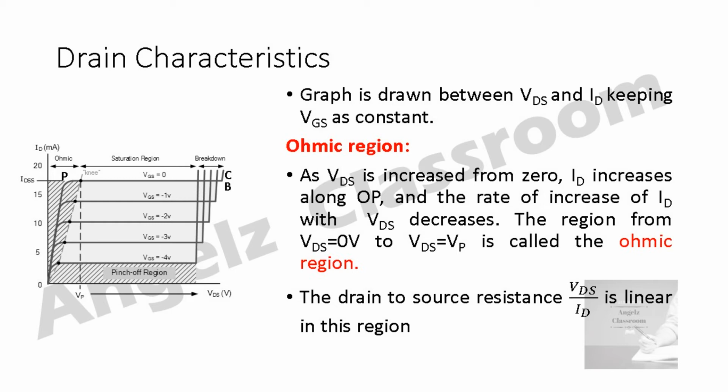Now I am going to increase VDS from 0. The current ID increases along OP, which I have marked here, that is from the origin to this point P, and the region where ID increases with VDS, from VDS equal to 0 up to this VP, is called the ohmic region. This VP is your pinch off voltage. The drain to source resistance, that is VDS divided by ID, is linear in this region.